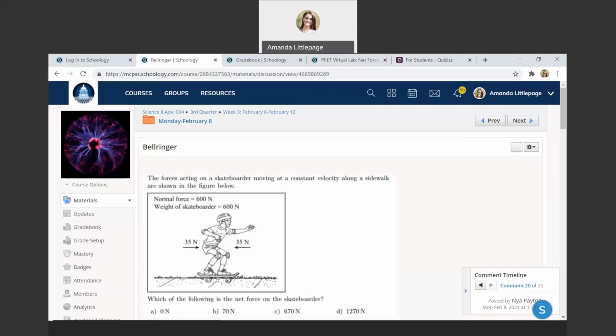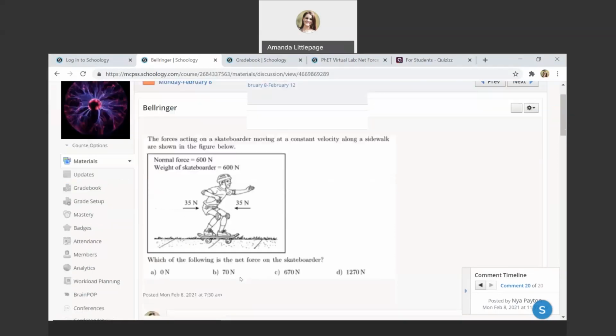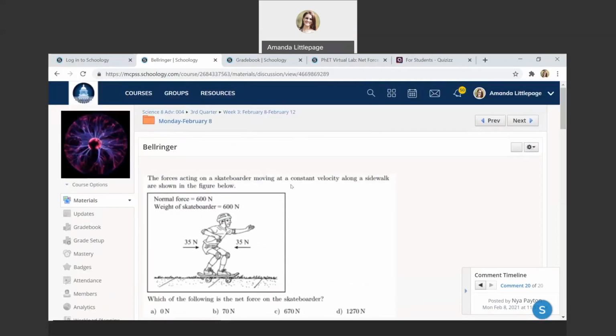Normal force is basically the force exerted back upwards from the skateboard. But they're both the same magnitude, 600 newtons and 600 newtons, so they will cancel each other out. That means the total net force acting on this particular skateboarder is in fact 0 newtons. And that makes sense because he is experiencing a constant velocity, meaning he is moving along at a constant speed in a constant direction.